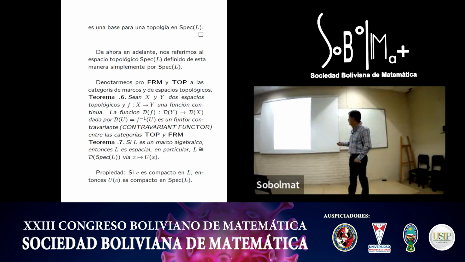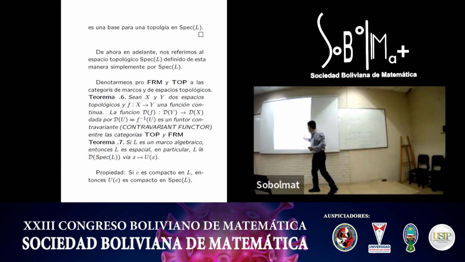How we express it? Well, we consider an algebraic frame L, and we will say that L is spatial. In particular, L is isomorphic to, and there is a typo here. Here I should put, me he olvidado escribir aquí lo que dice. L es isomorfo a, oh no, está aquí. Está aquí, obviamente es un salto de línea. L is isomorphic to D of the spec of L via this mapping. To every X in L, we assign U of X. You know what U of X is, it's right there. Okay.